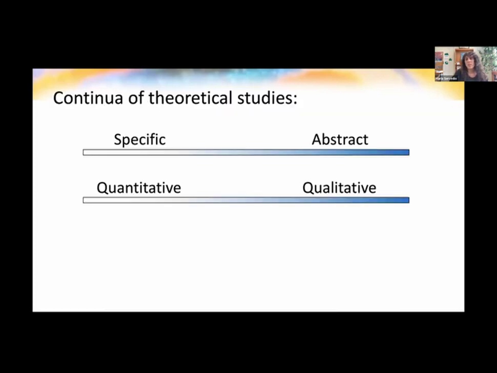A second kind of continuum we could think about is from the quantitative to the qualitative. And these, of course, are not mutually exclusive. The Gavrilets and Vose paper, for example, is very specific, but it's not particularly quantitative, whereas the Dieckmann and Doebeli one is both abstract and qualitative.